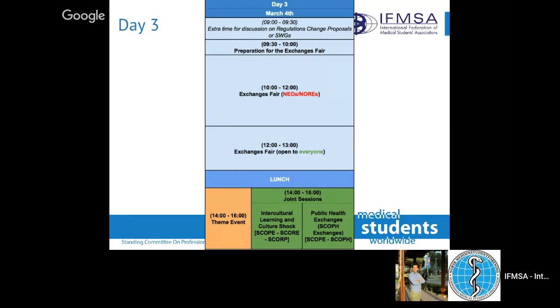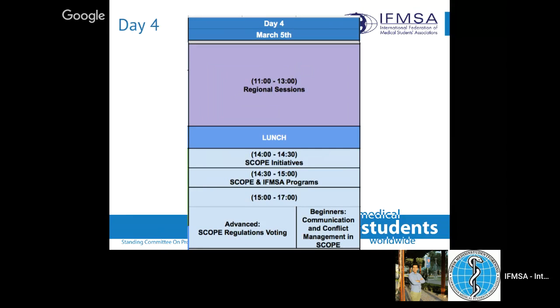Then in the afternoon, we're going to have the space for the joint sessions, and we're going to talk about that later on. But the 2 SCOPE-related joint sessions are intercultural learning and culture shock, and then public health exchanges.